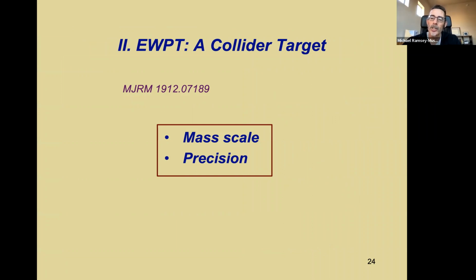And for the collider side of things, the two issues that we have to address for collider physics are, what is the mass scale of the new physics? And is that within the reach of colliders? And what are the levels of indirect effects, and therefore how precisely does one need to measure properties of standard model particles, in particular the Higgs, to see the effects? And that's what's addressed in this paper here.